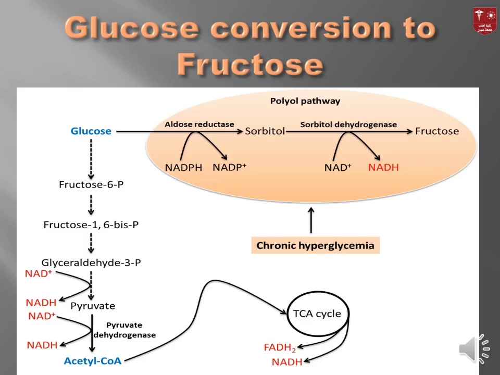So here the complications of diabetes are a combination of accumulation of sorbitol, which leads to an osmotic effect, and consumption of NADPH, which has an antioxidant activity. If NADPH is consumed, the antioxidant activity of glutathione peroxidase will be lost with accumulation of free radicals, which leads to more tissue damage. This is one of the causes, not all of the causes, of the complications of diabetes mellitus.